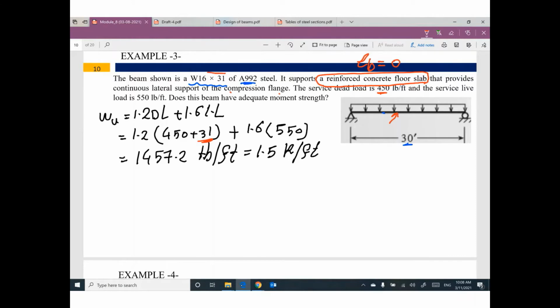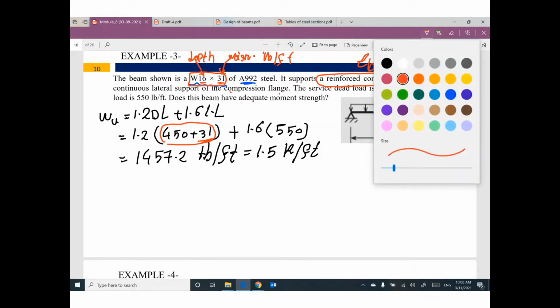Okay, go back. We are using this cross section. Do you remember what is the meaning of 16 and what is the meaning of 31? 16 is the depth of the cross section. 31 is the weight of the beam, pound per foot. So I added 31 to 450, which is the dead load. I added them together, multiplied it by 1.2, and the value of live load multiplied it by 1.6. So the final W ultimate on this beam is 1.5 kb per foot.